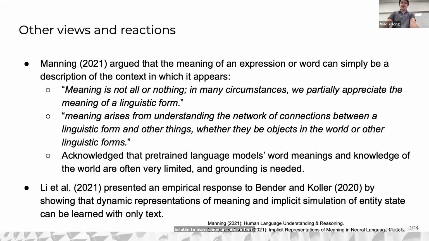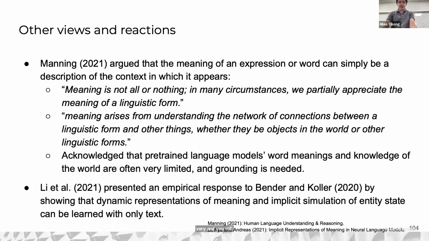But there are also opposing views and reactions to this paper. Many argue that the meaning of an expression or word can simply be a description of the context in which it appears. He argued that if you have access to many expressions, or forms, your model could learn some network of connections between them and somehow learn some meaning of it. And he also acknowledged that in pre-trained language models today, the word meanings and knowledge of the world are very limited, and you still need grounding.